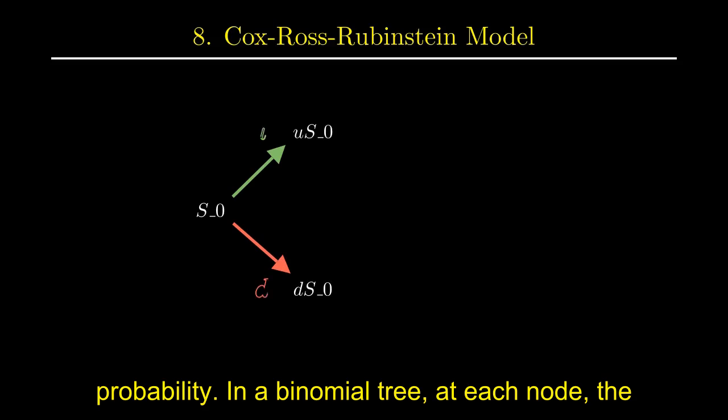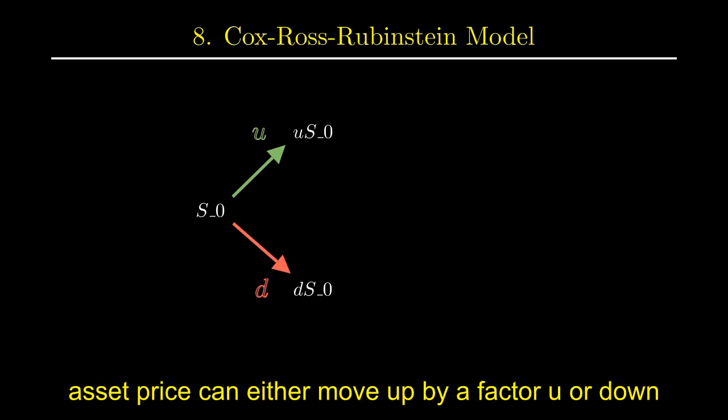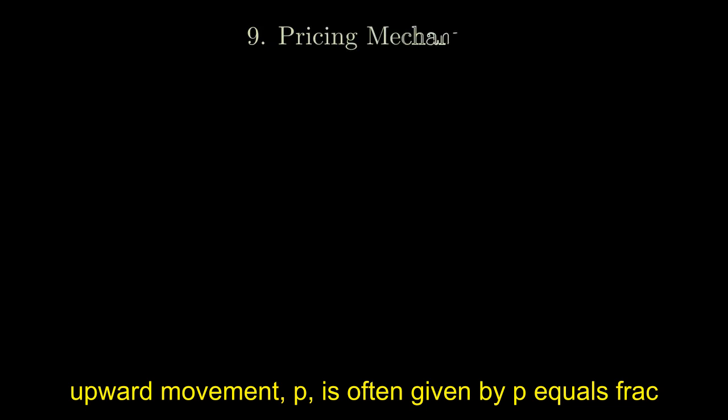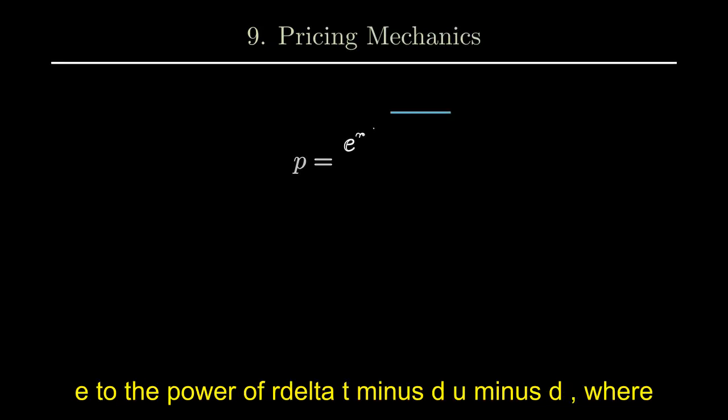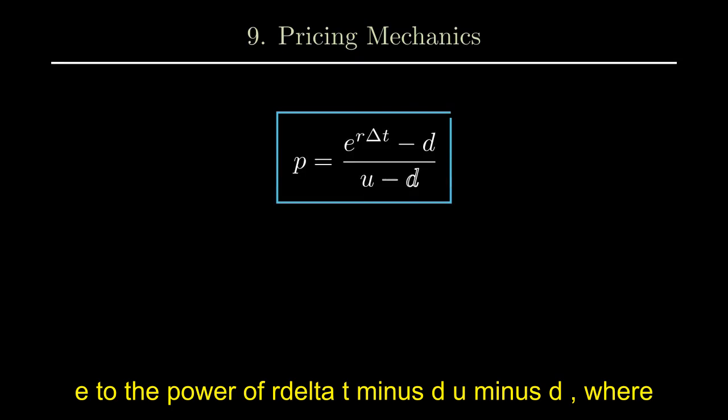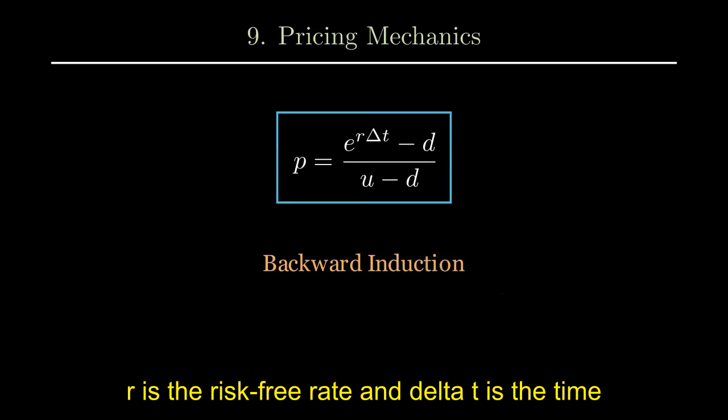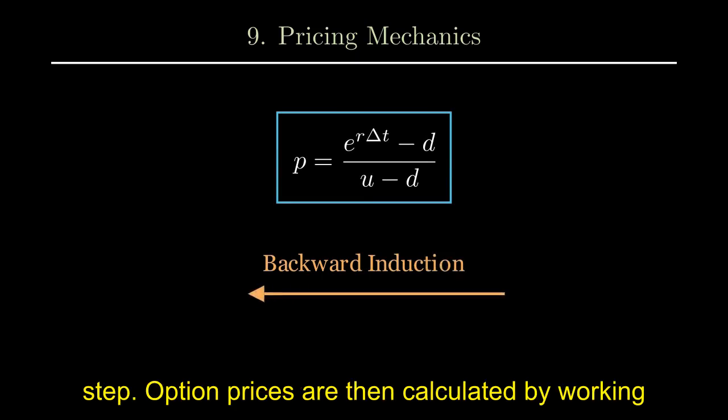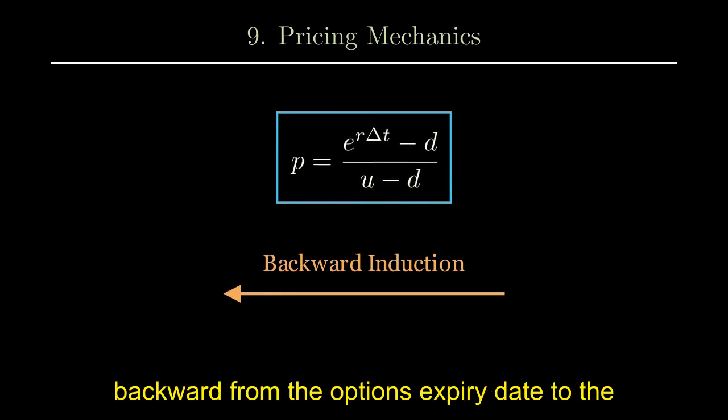In a binomial tree, at each node, the asset price can either move up by a factor u or down by a factor d. The risk-neutral probability of an upward movement, p, is often given by p equals (e^(rΔt) − d) / (u − d), where r is the risk-free rate and Δt is the time step. Option prices are then calculated by working backward from the option's expiry date to the present.